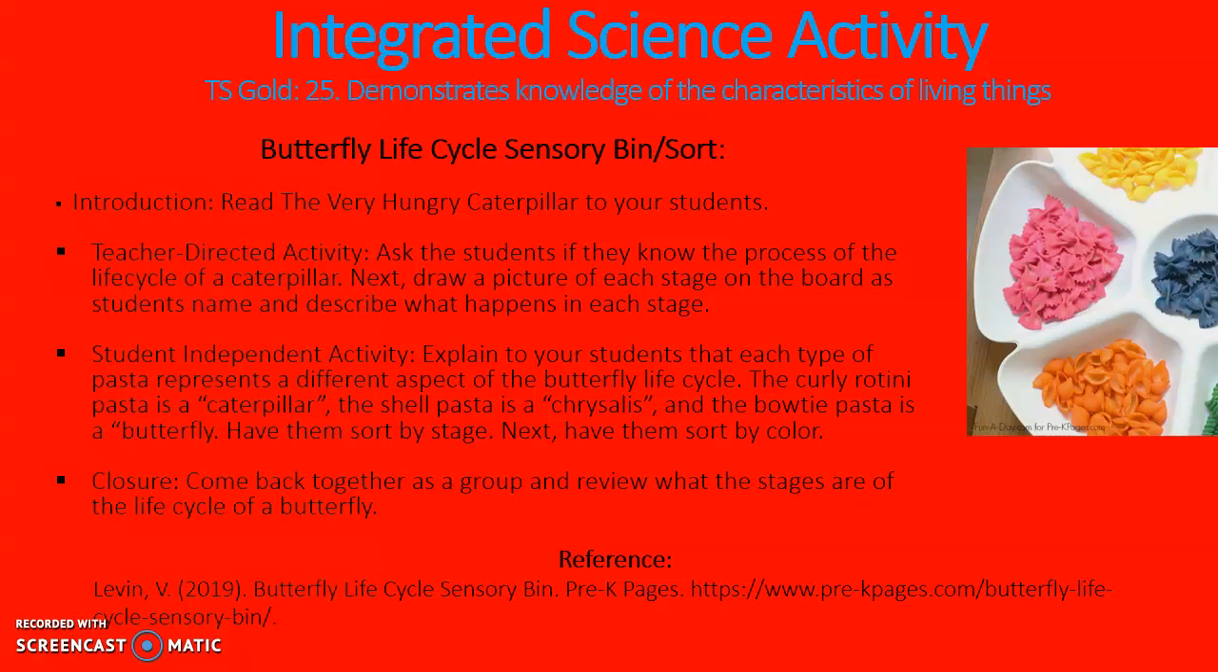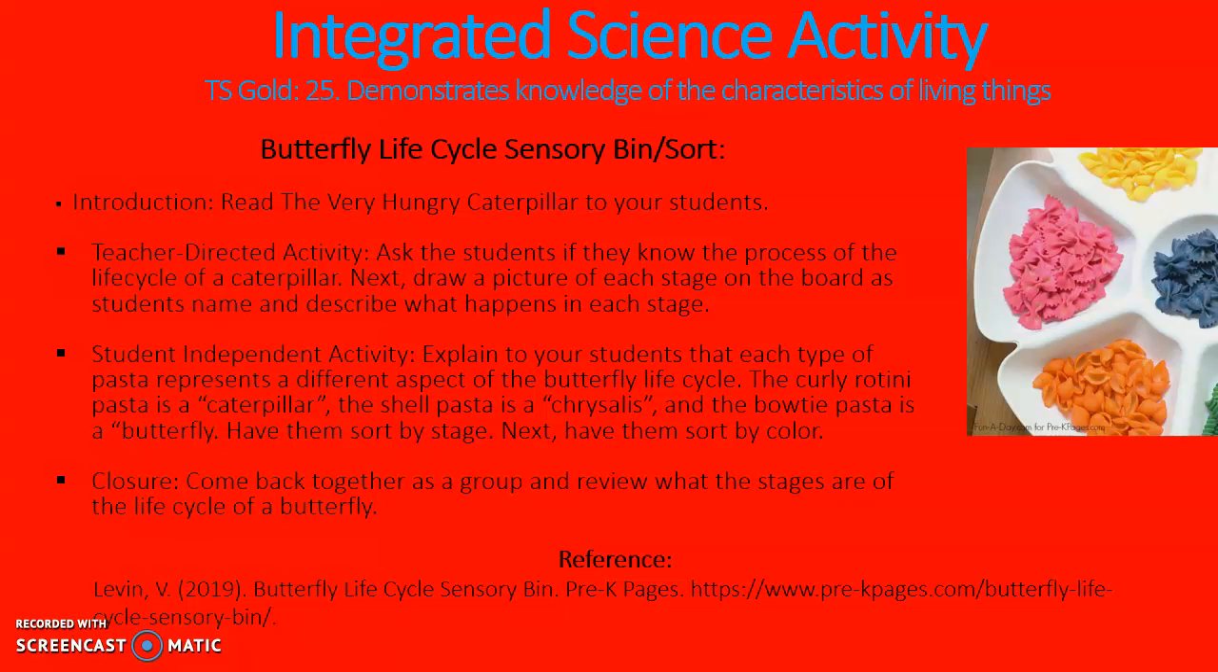So one will be the caterpillar, one is the chrysalis, and then one might be the butterfly, and then one might be the egg. So you're going to have them sort by each stage, so you're sorting alike. And then next, after that, they can sort by color. And if you would like to make it into a counting activity, you can have them count after they finish sorting to see how many is in each.